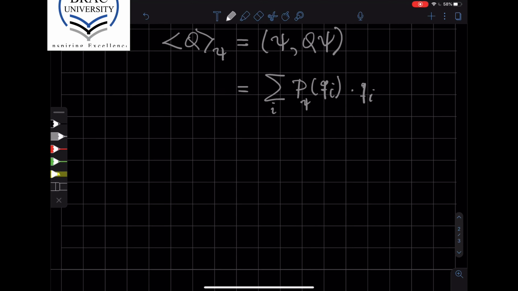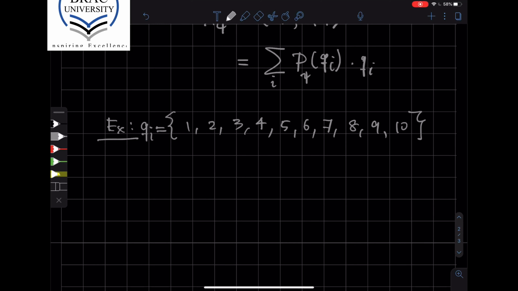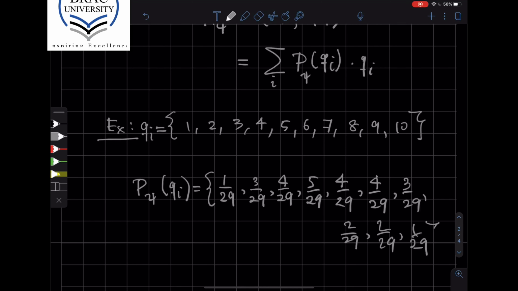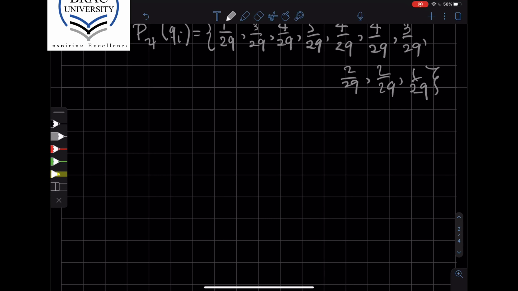So what do I mean by that? Let's take an example. Suppose the eigenvalues of Q, these are q_i, are given by this list, 1, 2, and so on, so we have 10 eigenvalues. And suppose that the probability that when I do an experiment on psi, I get q_i, the corresponding probabilities are 1 by, say, 29. So these are the probabilities of the corresponding eigenvalues.